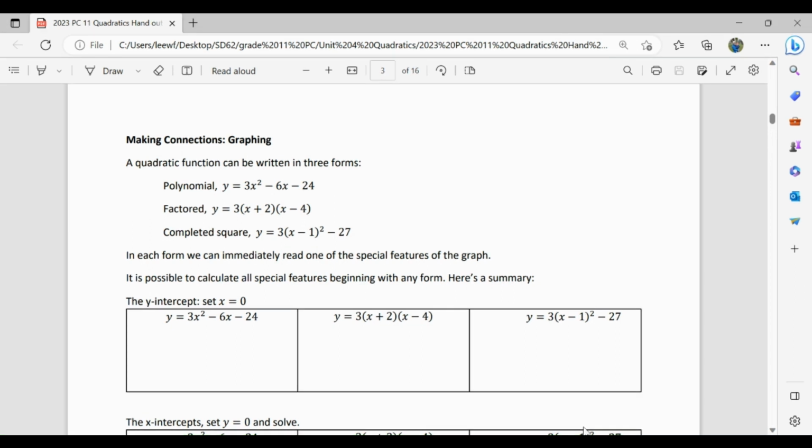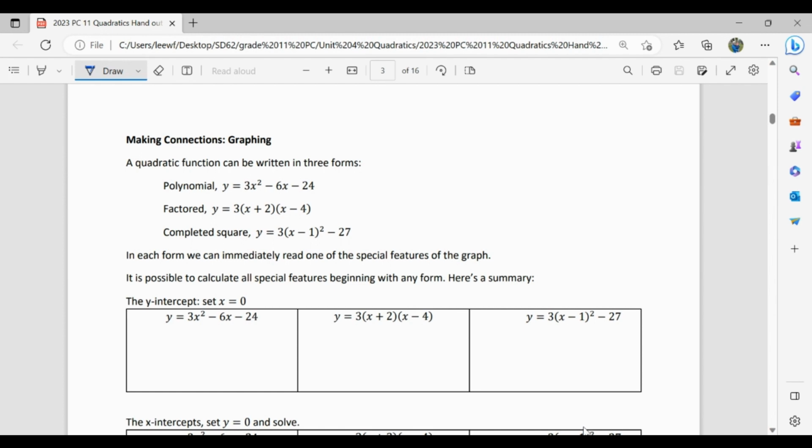Hello, grade 11. This is what I'm hoping we can cover today in today's class. We've mentioned before that a quadratic can be written in three different ways: polynomial format, ax squared plus bx plus c, which is the first one here, the factored format, and the completed square format. And each of these has a purpose that we can detect.